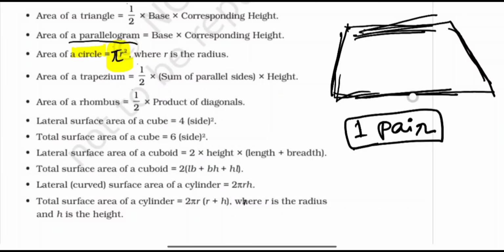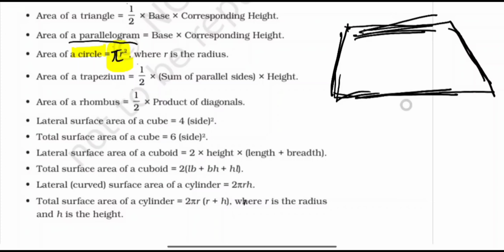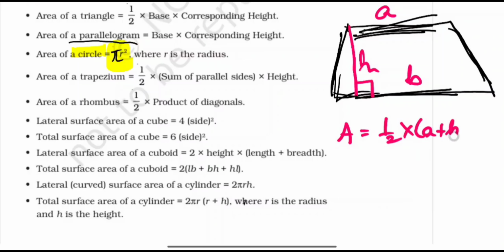Clear? So what should be the formula to find the area? If we take this side as A and this side as B, and this one is the height of the trapezium, let's say it is H. So what should be the area of the trapezium? Half into sum of the parallel sides into height. Clear? It is also given here, half into sum of the parallel sides into height. Is that clear?